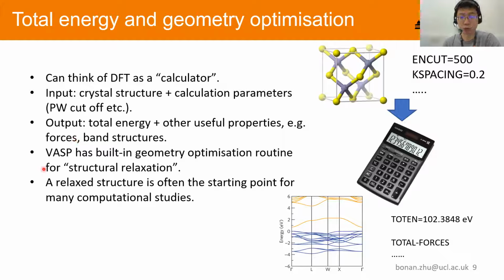And very often we have to alter these coordinates of the atoms to further lower the energy. Which is called a structural relaxation, and VASP has built-in geometry optimization routines to do this, and this is routinely done in day-to-day calculations. And such a relaxed structure is often the starting point for many more detailed studies.